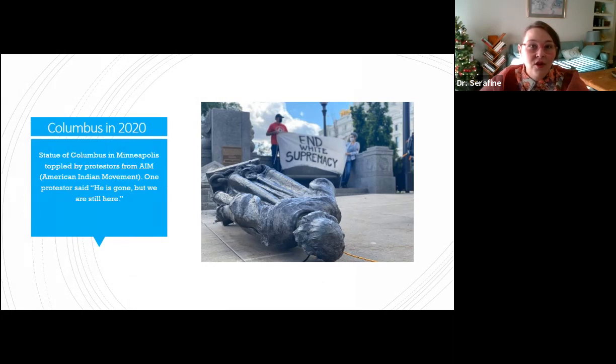Andrew Jackson, the infamous architect of the Trail of Tears, had his statue attacked by protesters in DC, and in New Orleans, city officials packed that statue up and put it away. And in several cities, Columbus became a target. In Boston, a Columbus statue was beheaded. In Richmond, Virginia, a statue was thrown in the lake. And here in Minneapolis, in this image, Columbus was toppled by members of AIM, the American Indian Movement that started in the 1960s. And you'll notice that one protester said after toppling this statue, "He is gone, but we are still here." "We are still here" has become a rallying cry of members of the American Indian Movement.